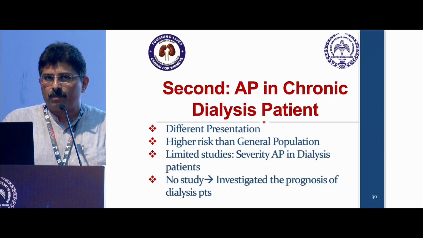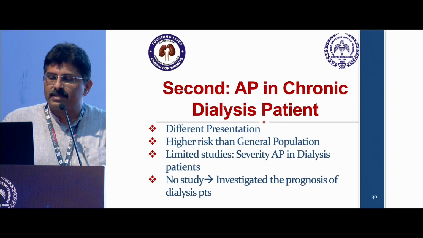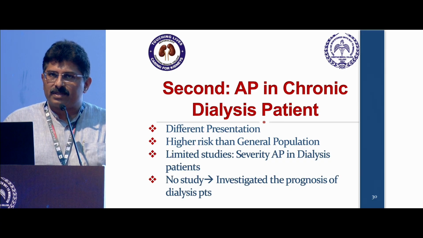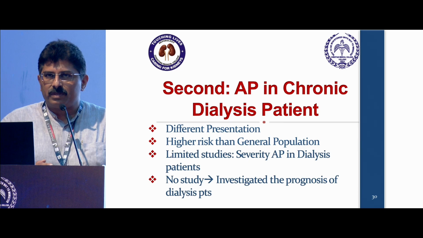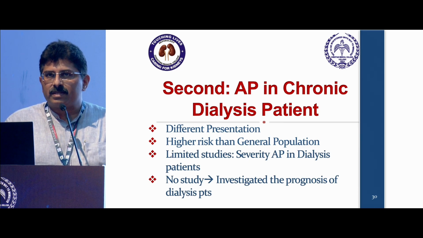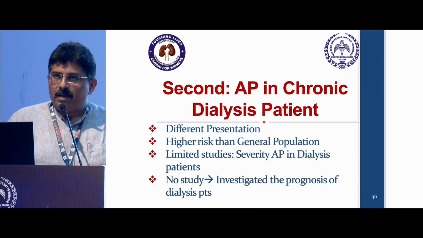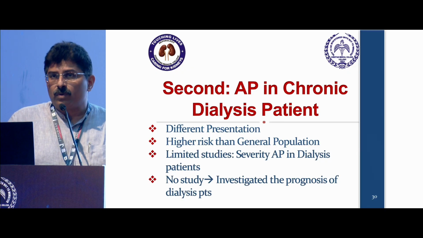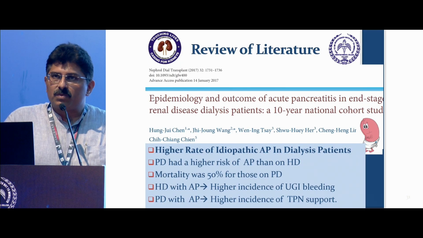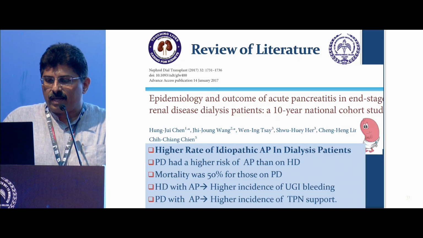But the second group is what I am usually concerned about: chronic dialysis patients who present with acute pancreatitis. They have a very different presentation. They may not have the classical symptoms you see in acute pancreatitis with AKI. There are very limited studies of the severity of acute pancreatitis in dialysis patients, and no study has investigated the long-term prognosis of these patients. So when I tried to look into this, this was one of the papers that came up.